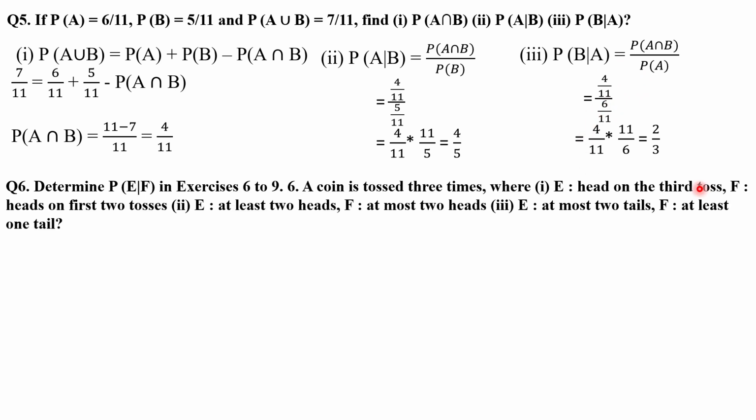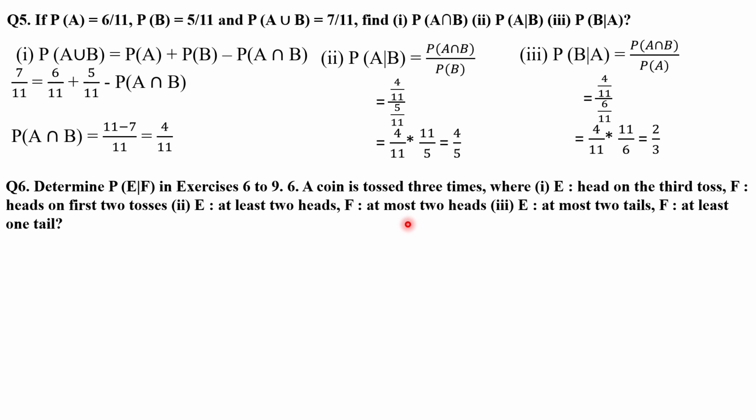Now, determine the probability of E given F, that we're going to do for question number 6 to 9. Now, what is the question saying in question number 6? Here the question is just trying to say what condition you have to apply according to E and F. That's why they are saying for question number 6 to 9, probability of E and F. You need to find out probability of E given F.